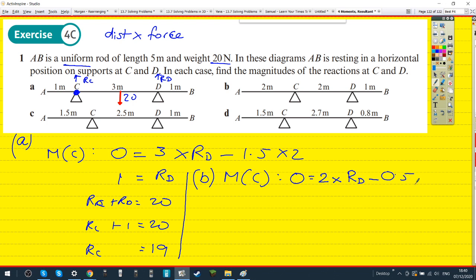So it's always distance times force. That's the distance, so I need to get the force. And so times by... not sure. What's the weight? It's times 20. Okay. And so do we now just have 2 times RD minus 0.5 times 20? And I'll just put that back in later.